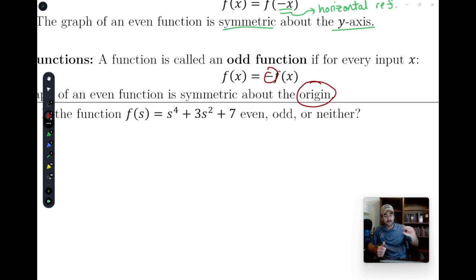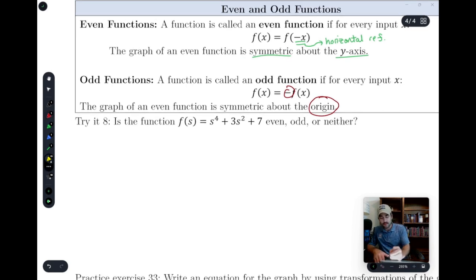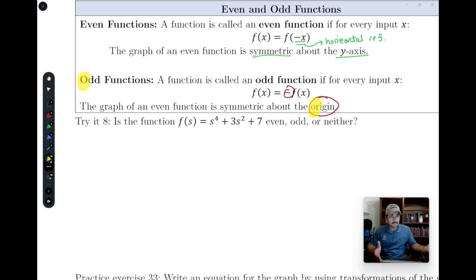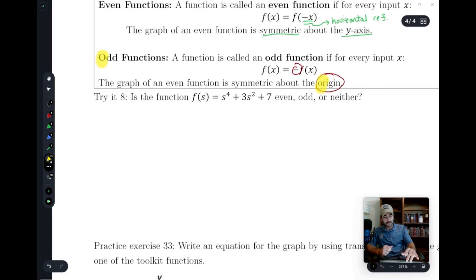We're saying that it's symmetric about the origin, or it's odd. Good way to remember that: odd starts with O, origin starts with O. Pretty easy way to remember that. Even starts with E. Nothing else starts with E there, but I like to remember odd, origin, even, y-axis, or vertical.